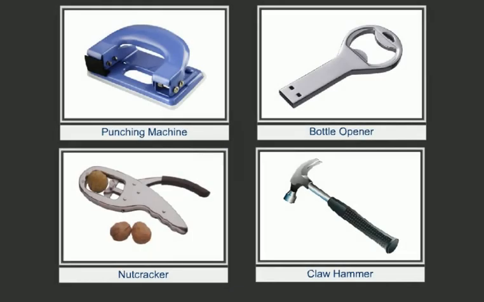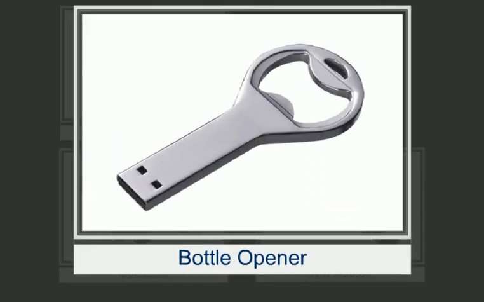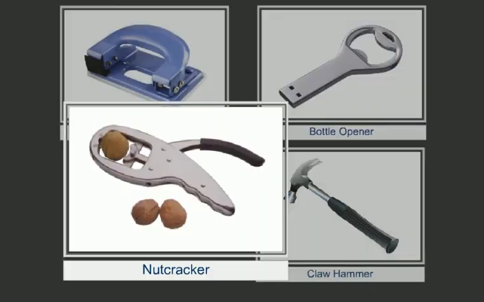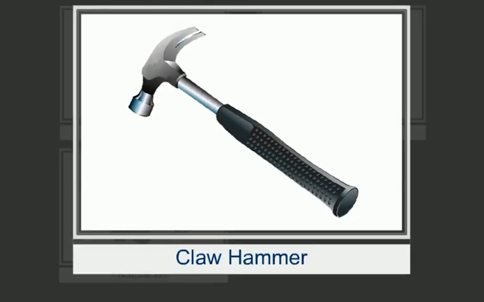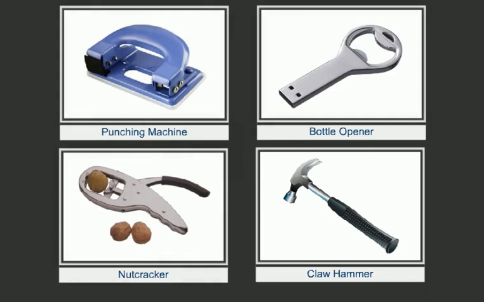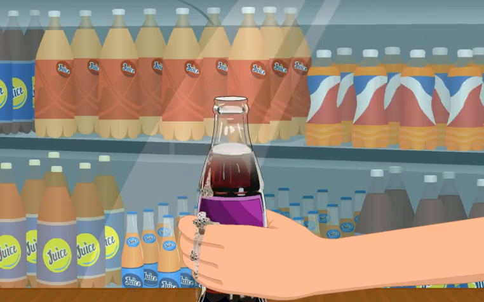Similarly, while using simple machines like punching machine, bottle opener, nutcracker, claw hammer, and so on, we put load in between effort and fulcrum. Hence, these are the examples of second-class lever.